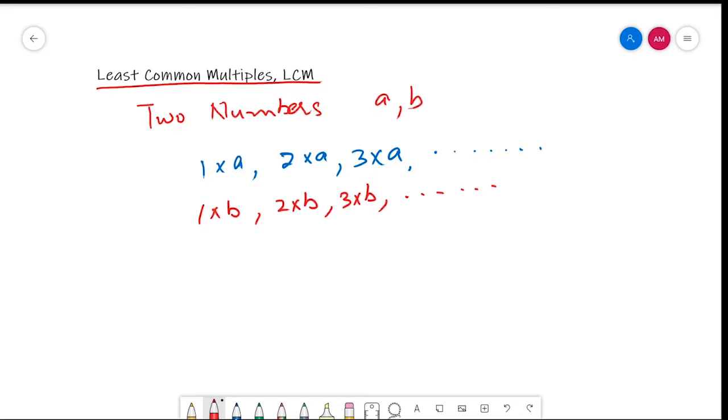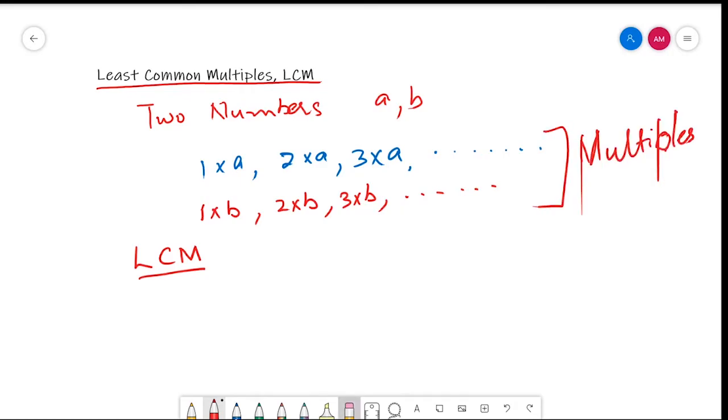So the least common multiple would be any number which is common in these multiples, in both of these multiples. This is one way of finding it, and I will give an example.